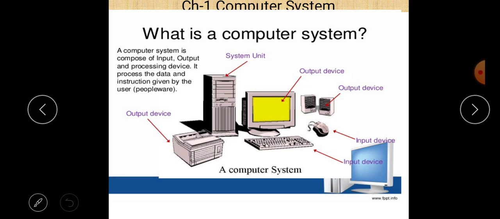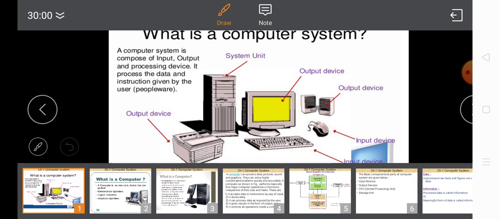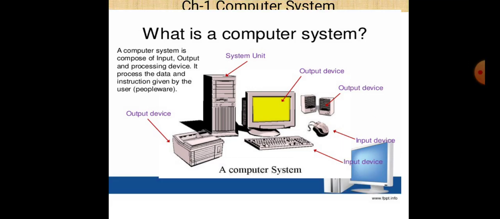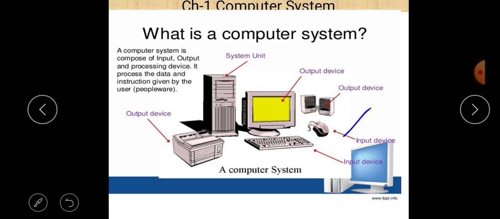A computer system is basically composed of input, output and processing devices, and it processes the data and instructions given by the user. That means people here. So these are the different parts of a computer system: input device, mouse is an input device, monitor is an output device, speaker is also an output device, keyboard is an input device, printer is also an output device, and then system unit. System unit contains CPU and memory.